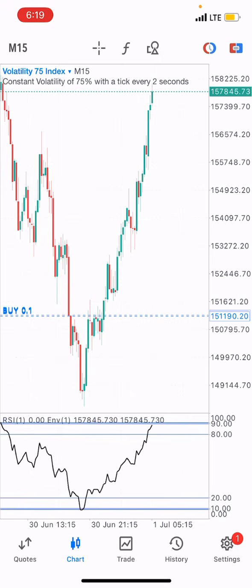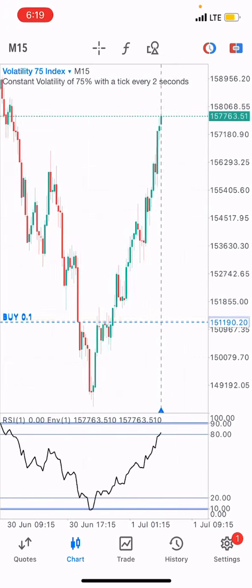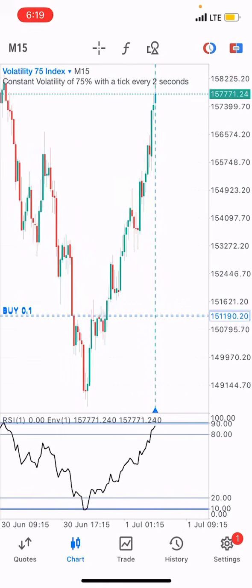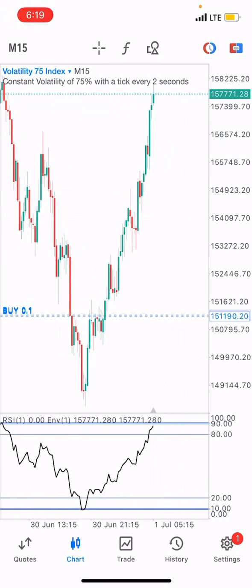A lot of you guys ask me these questions all the time. How do I set my screen? I don't know how to set my screen. So this is how you set your screen. Just shift the screen like this and make sure your chart is around this position. It shouldn't be here or here or here. It should be around here. And this is how you set your screen. I hope you guys understand that.